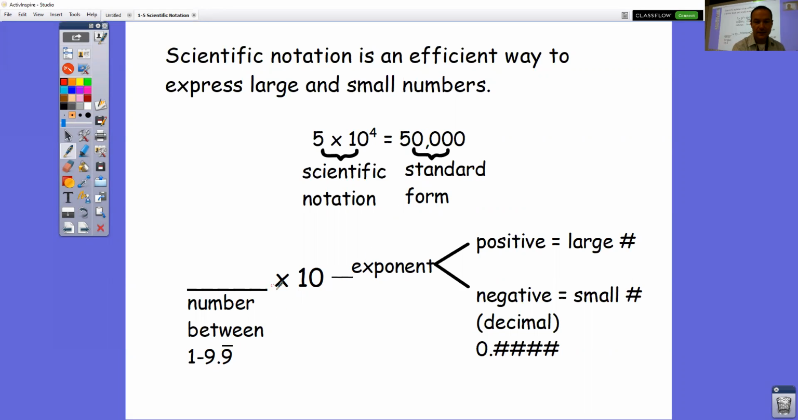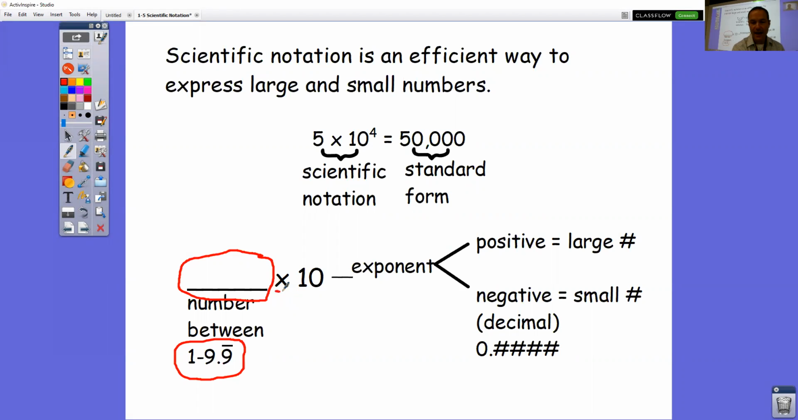In scientific notation, the first number in front of the times 10 has to be in between 1 and 9.9 repeating. It can't be less than 1. It can't be 0 point anything. It can't be a negative number. And it also can't be bigger than 9.9 repeating, so it can't be like 12 or 130 or anything like that. That first number has to be in between 1 and 9.9 repeating.